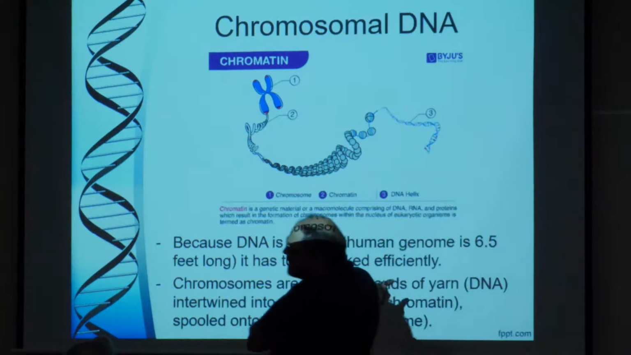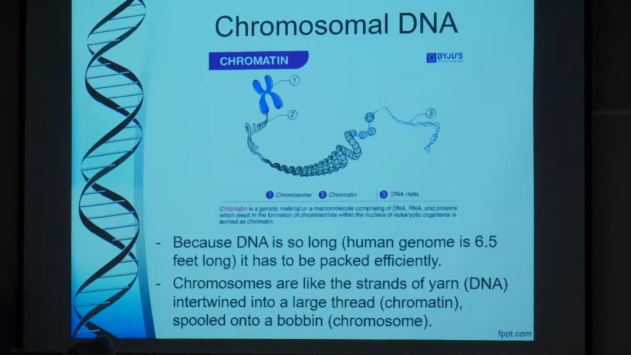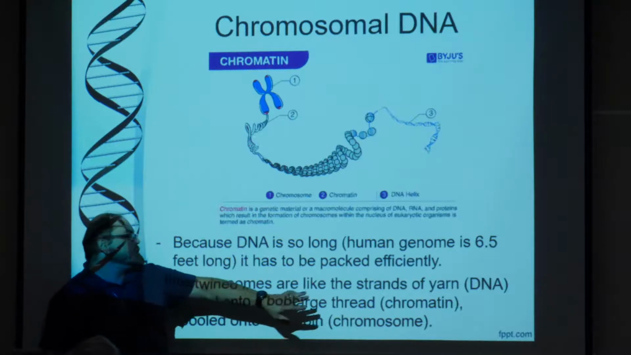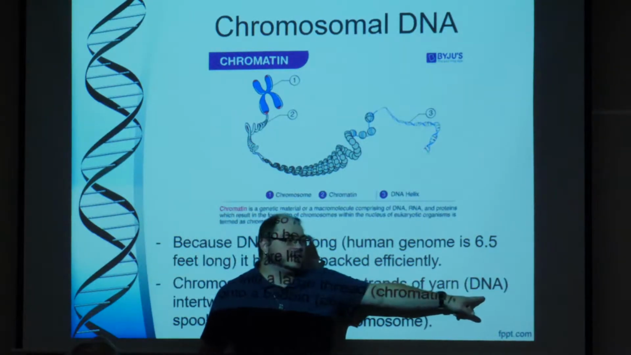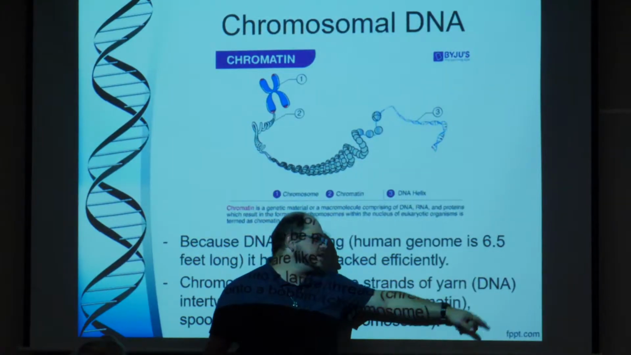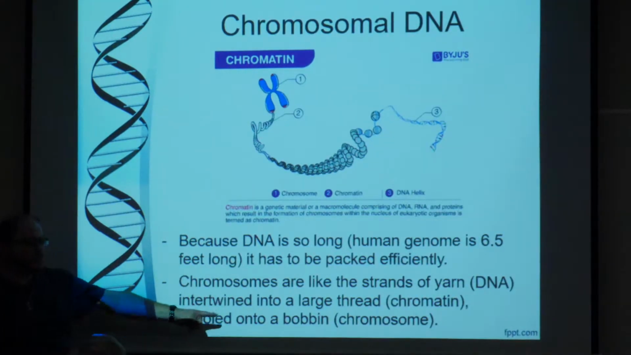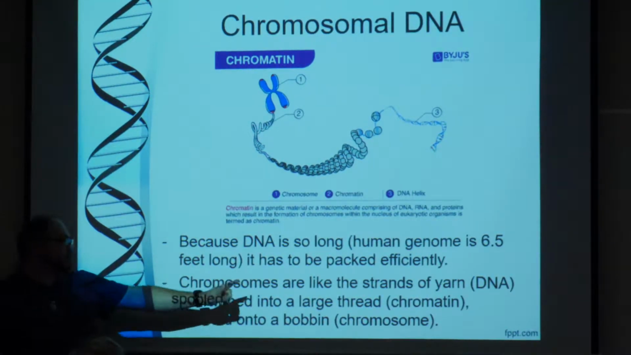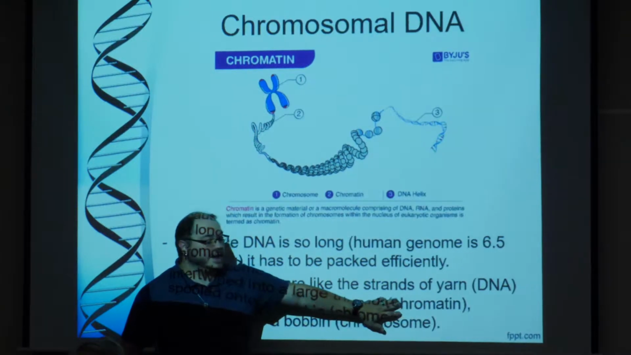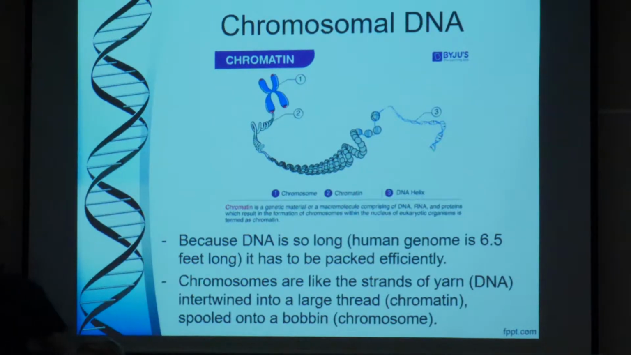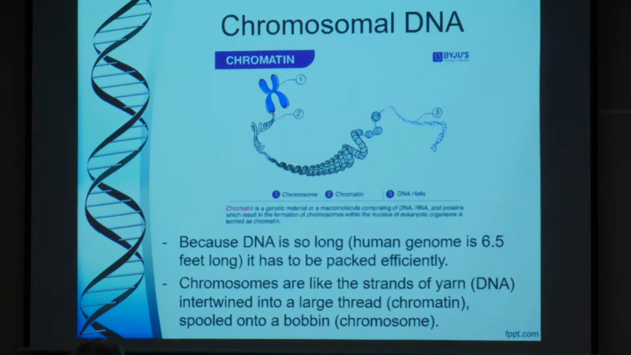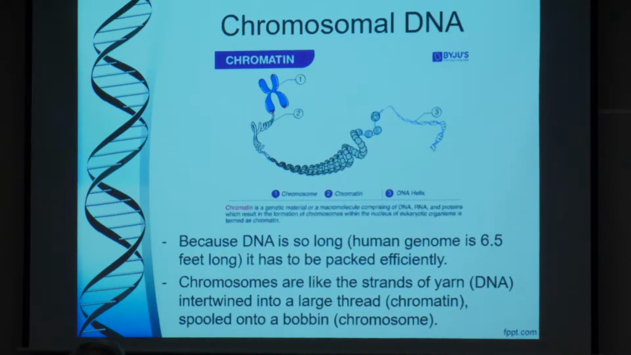I like to use as much analogy as I can for some of this. You can think of the chromosome like strands of yarn. The individual DNA molecule, the double-stranded helix, is the yarn, intertwined into a larger thread. The thread, which is the chromatin, then gets spooled onto that big bobbin, that big spool that holds onto all of that DNA.